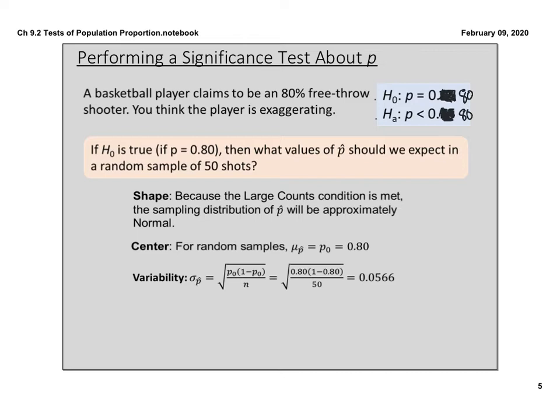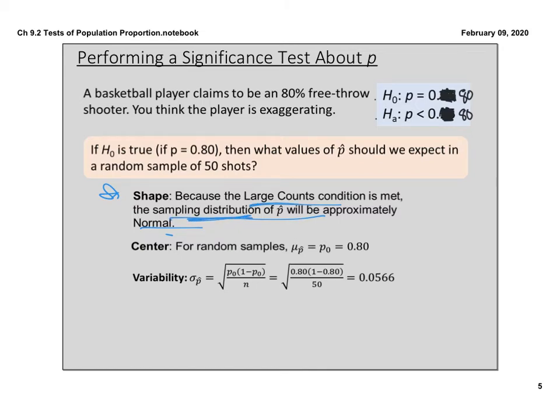So cross that value out if you're looking at a blank template of the notes. So 0.8 and p is less than 0.8. If the null is true, then what values of p-hat should we expect in a random sample of 50 shots? Well, let's talk about what we know. If we describe this distribution, because the large counts condition is met, the sampling distribution will be approximately normal. That's just a thing we know about using the large counts condition with sampling distributions.